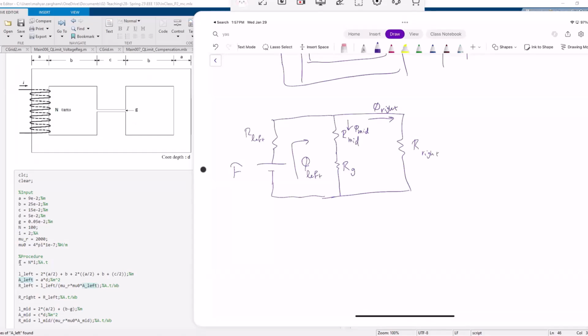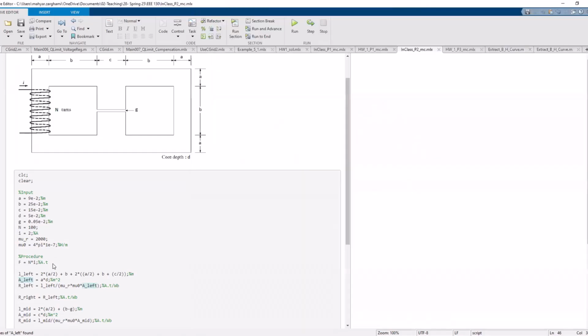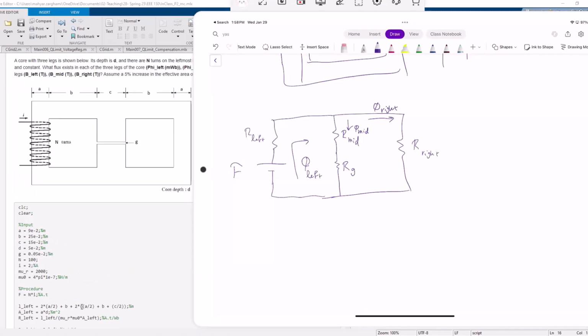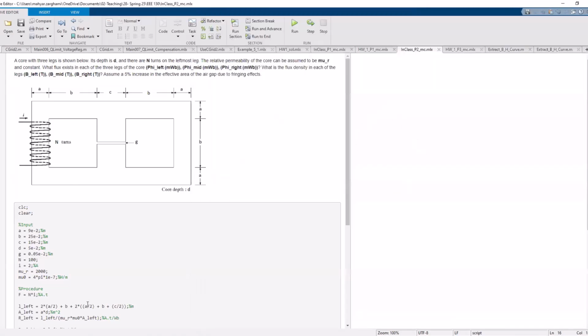So we find the total magnetomotive force. R on the left-hand side, here we have 2 times A over 2 plus B plus C over 2, right? Here, the average path is A over 2 plus B plus C over 2. Make it 2 times to account for the lower part. So that's that part. And then on this side would be A over 2 plus A over 2, so 2 times A over 2 plus B. So that counts for this left-hand side here.